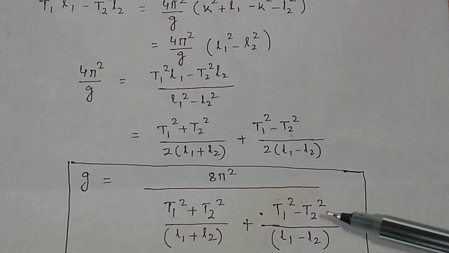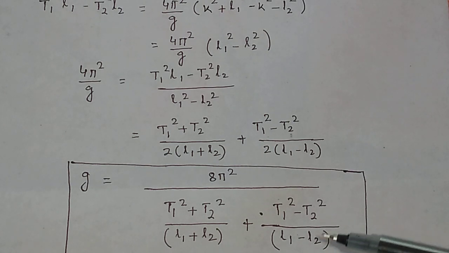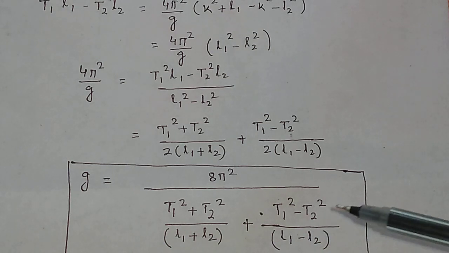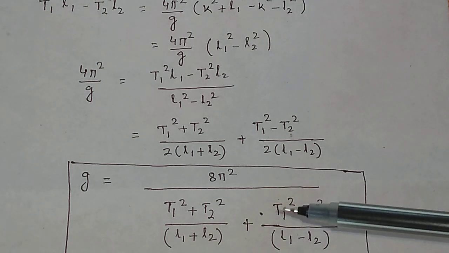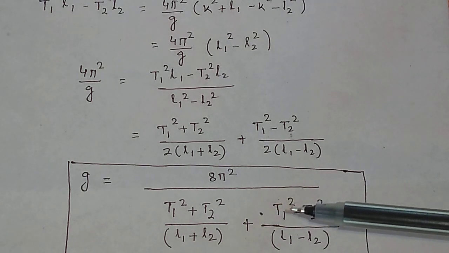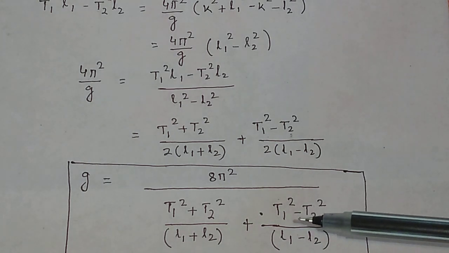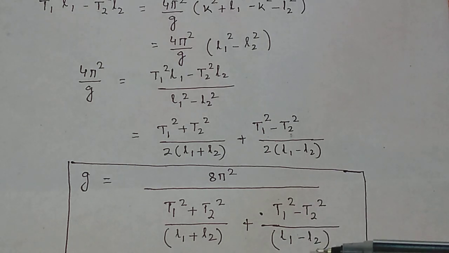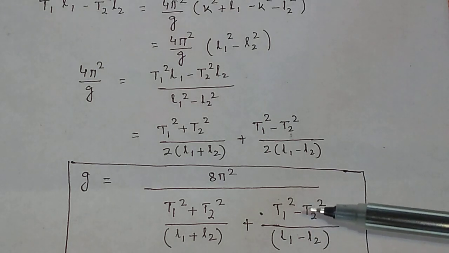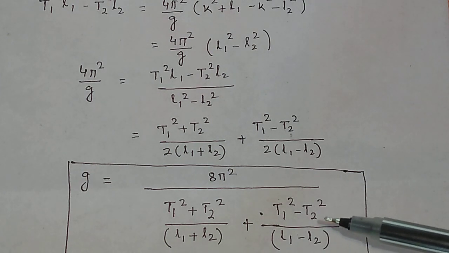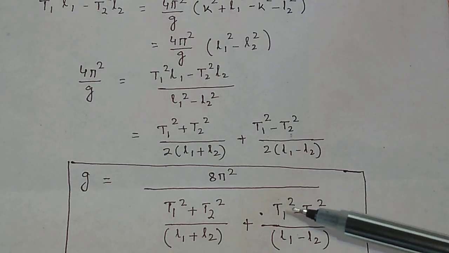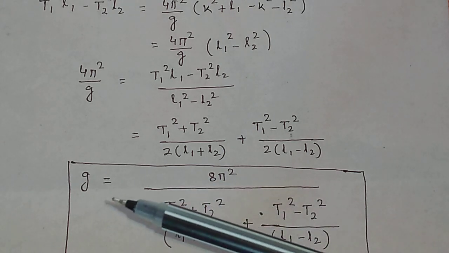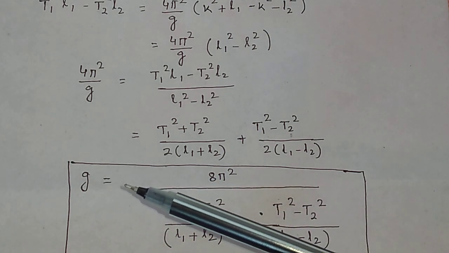Here you have to find out the time periods T1, T2 and the lengths L1 and L2. The difference of the two lengths is a very known value. I have told you the length of the total Kater's pendulum is about 1.2 meter, and you find out the center of gravity, and you can calculate the values of L1 and L2. You find out the time periods T1 and T2 in the experiment, and by putting the values of T1 and T2, L1 and L2, you can find out easily the value of acceleration due to gravity g.